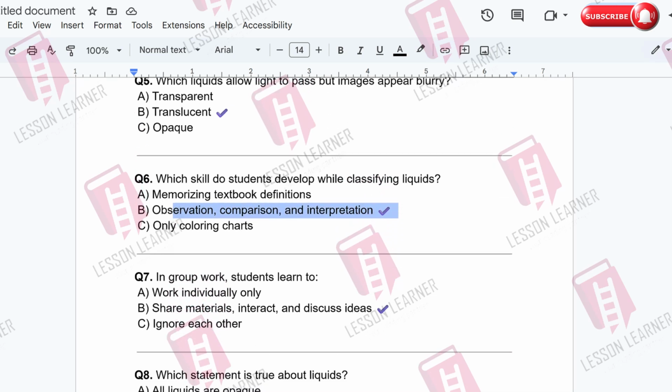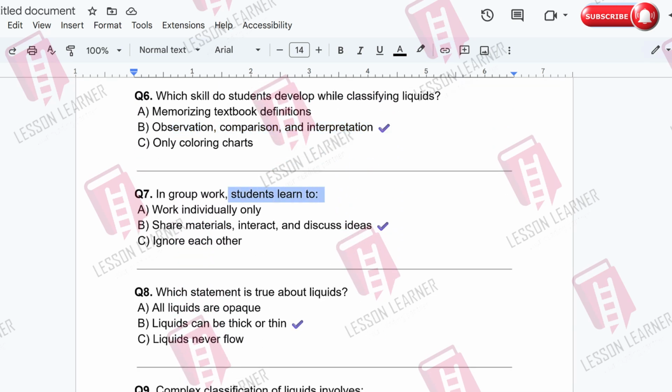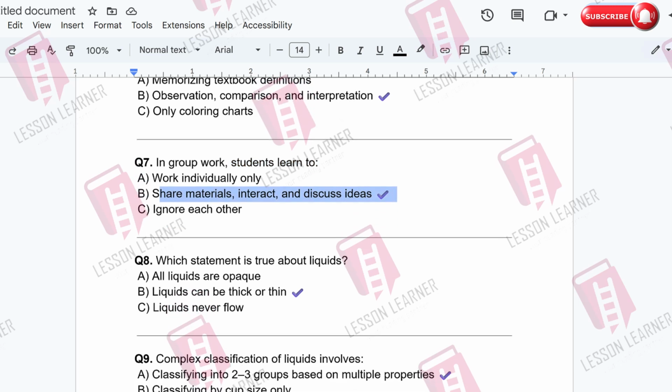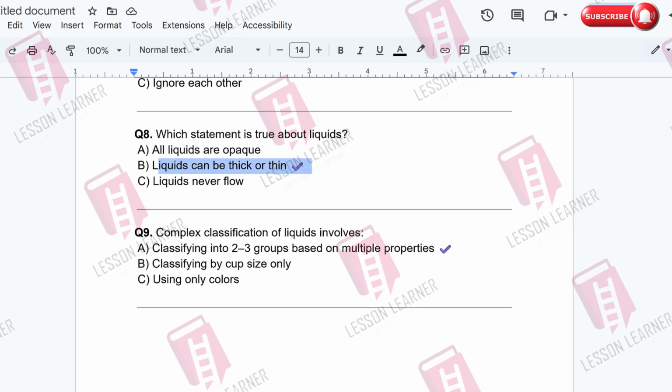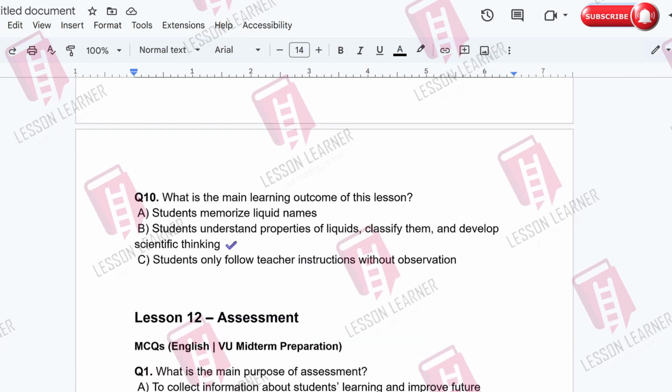Which skill do students develop while classifying liquids? Observation, comparison, and interpretation. In group work, students learn to share materials, interact, and discuss ideas. Which statement is true about liquids? Liquids can be thick or thin. Complex classification of liquid involves classifying into two or three groups based on multiple properties.